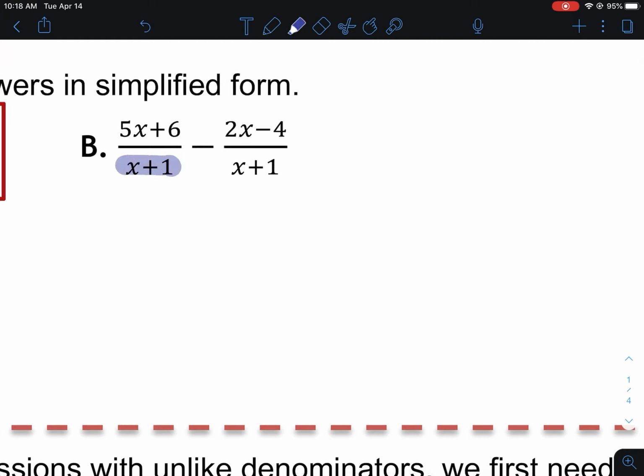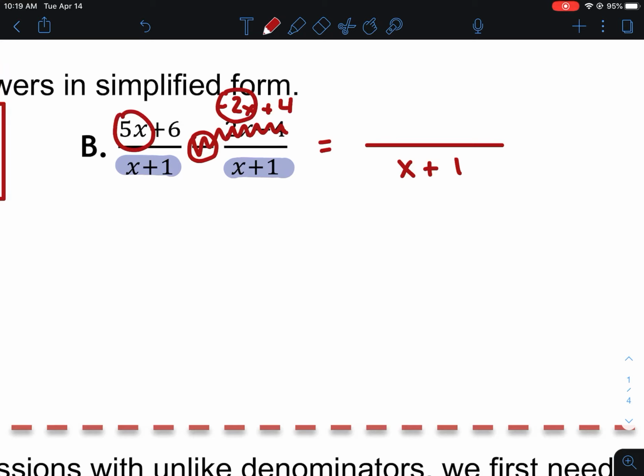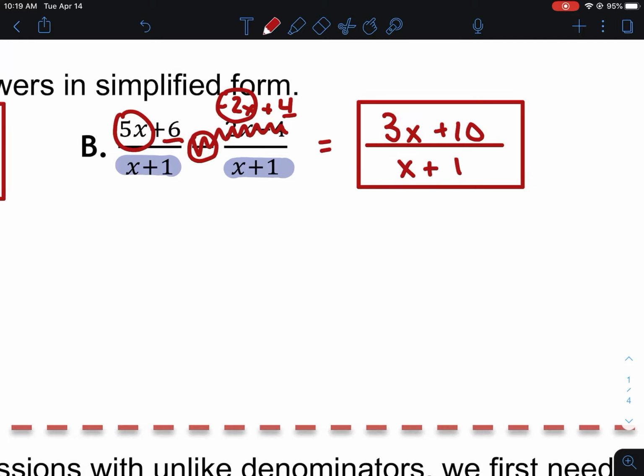All right, for B, same thing. We have like denominators, so I can just add straight across, but in this case, it's subtraction. So I'm going to distribute that negative sign, and that will just change these signs. Now I have 5x and negative 2x, which gives me 3x. I have 6 and 4, which gives me 10. I would see, can I factor that? No, I can't, so nothing cancels. There's my final answer, 3x plus 10 over x plus 1.